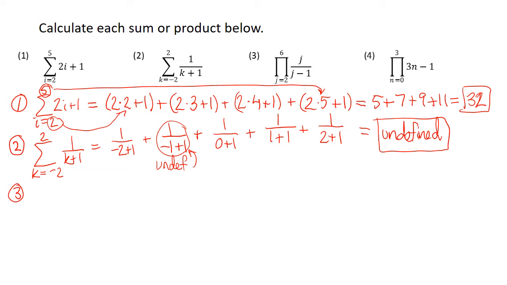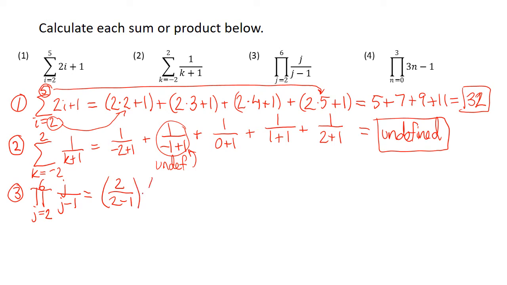So sigma is Greek S for sum, and pi is Greek P for product. So we're just going to do the product from j equals 2 to 6 of j over j minus 1. Looks like I accidentally made the same mistake in this one, and we're going to get undefined. But let me just show you how you would do it anyway. So you just plug in 2 for j for the first one, and now you're doing a product, so this is multiplication, not addition. So this is going to be 3 over 3 minus 1.